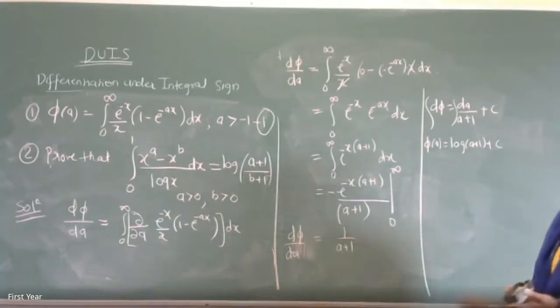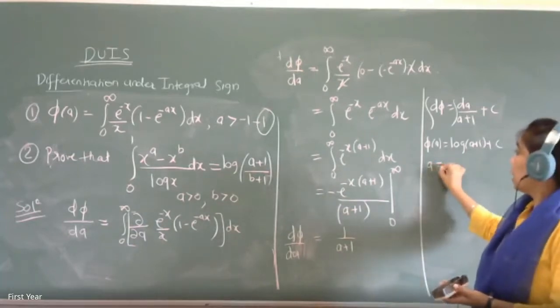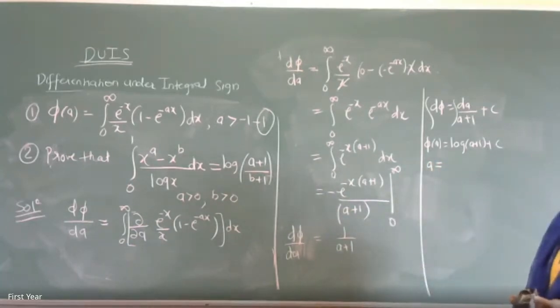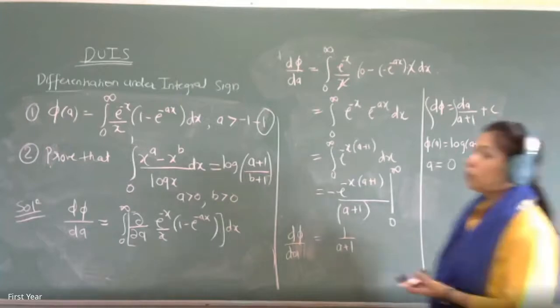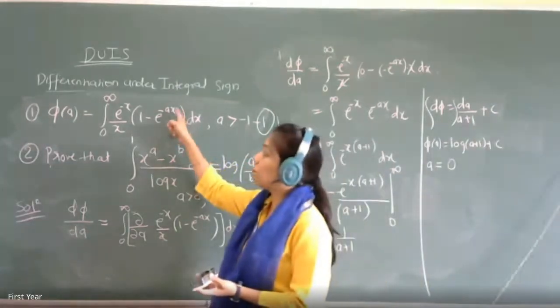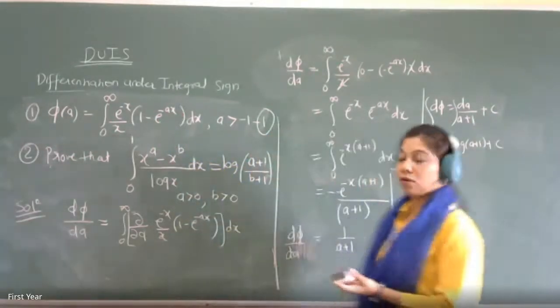To find the value of c, I have to apply some initial condition. What's the condition on a? A is greater than minus 1. So can I take a to be 0? Why am I taking a to be 0? Because e raised to 0 will be 1, and 1 minus 1 will become 0.